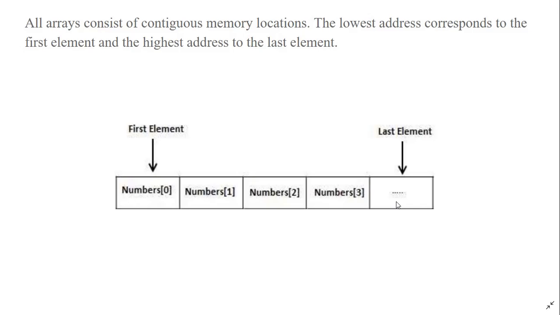Next is the structure of arrays in the Go language. All arrays consist of contiguous memory locations. The lowest address corresponds to the first element, and the highest address to the last element. An array stores the data sequentially. Here we can show the different numbers we can store inside an array.